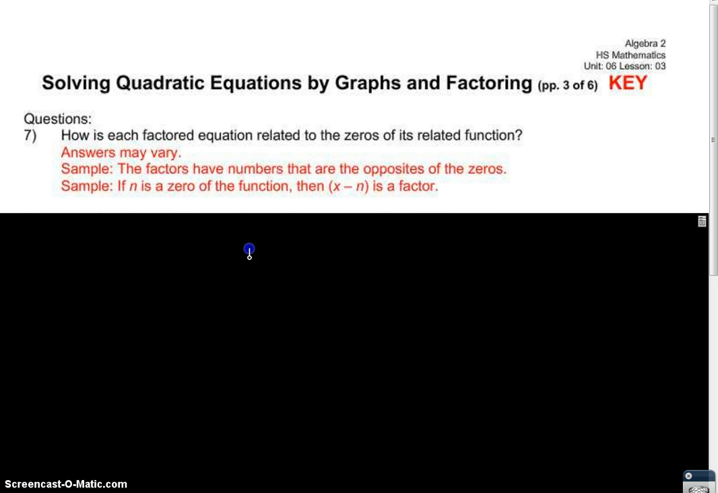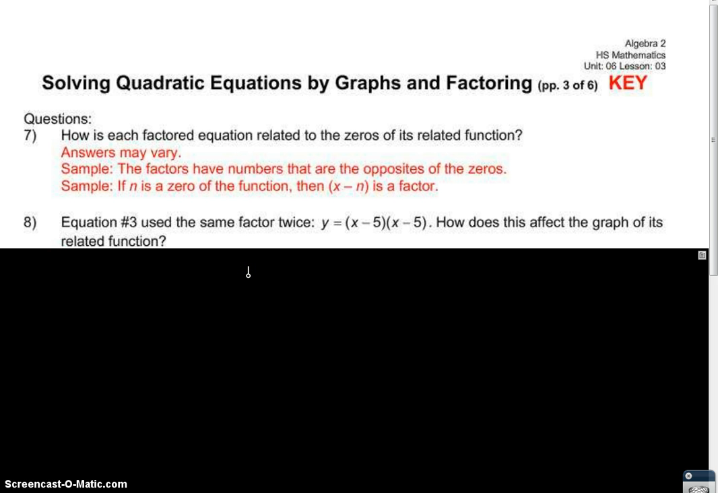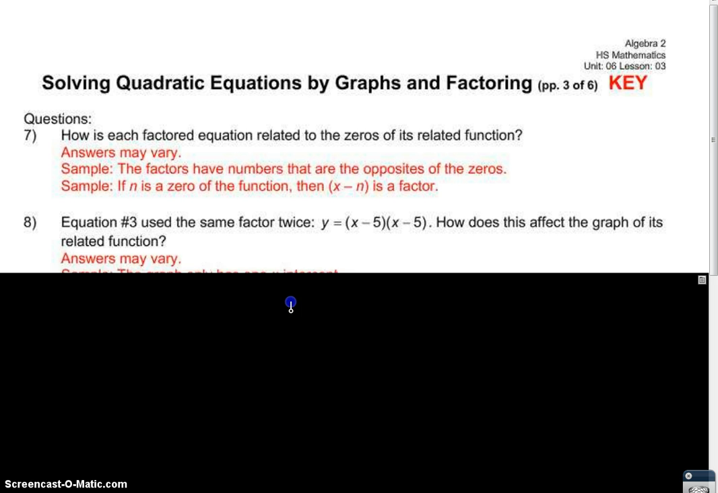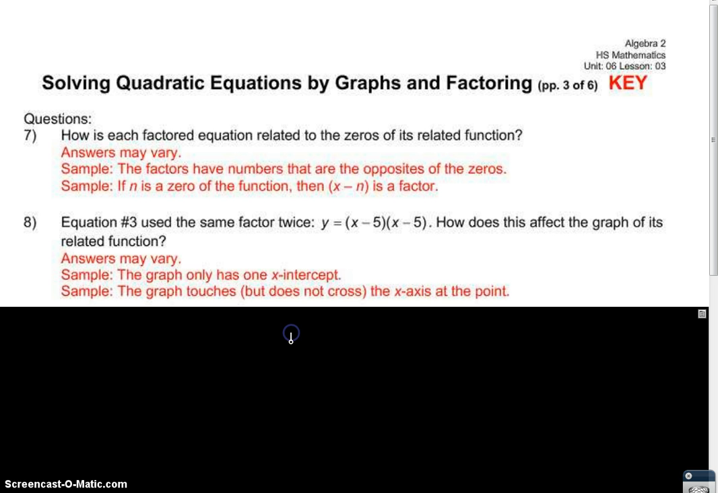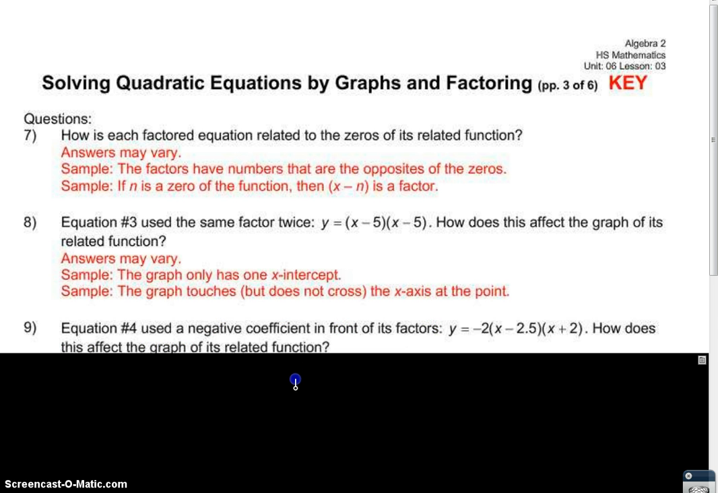All right, let's look at number 8. Number 8 says equation number 3 used the same factor twice, y equals (x minus 5)(x minus 5). How does this affect the graph of its related function? What you should have noticed is that there's only going to be one x-intercept. It's going to be at a positive 5. It says the graph touches but does not cross the x-axis at this point. Remember, I told you when we have a quadratic, we may have two x-intercepts or just one, or we might not have any.